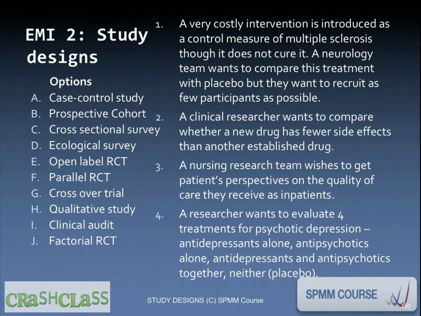Number 3, a nursing research team wishes to get patients' perspectives on the quality of the care they receive as inpatients. So what would you choose here? Number 3, quality of care. So you could use a qualitative study, H.